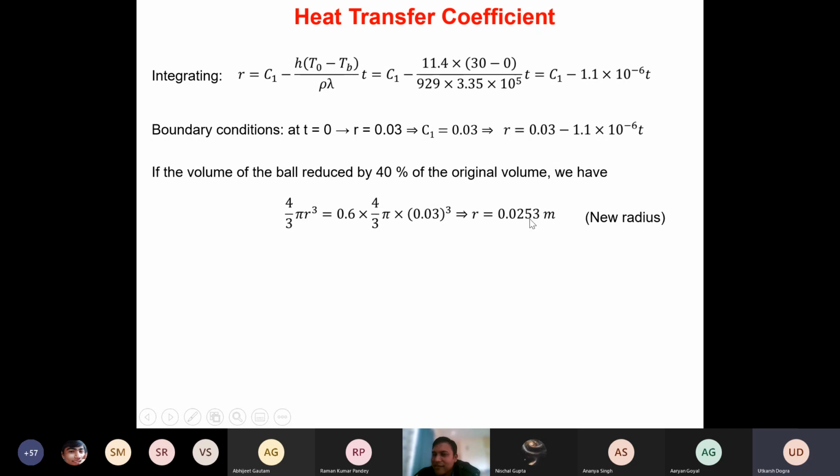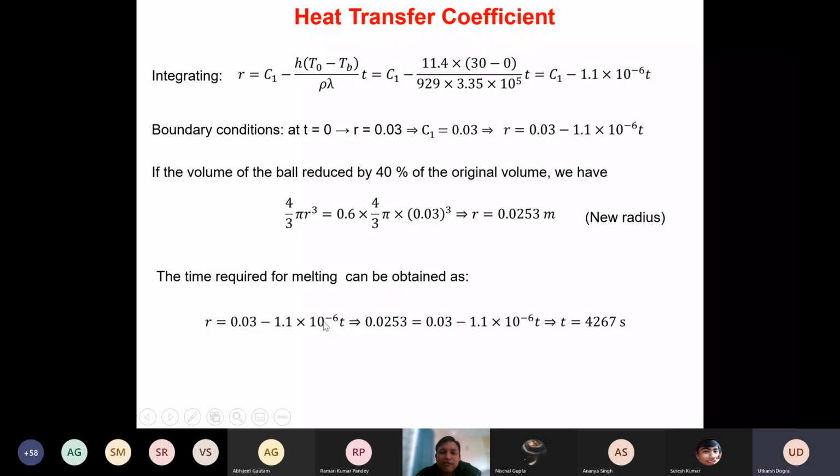Do you all able to see what I'm doing? Yes, sir. And this R, we can put it here now. We can put this R here in this equation and we can find out time. So that's what we have done. We have put this R here and we have calculated the time. So T comes out to be 4267 seconds. Is it clear what we have done?